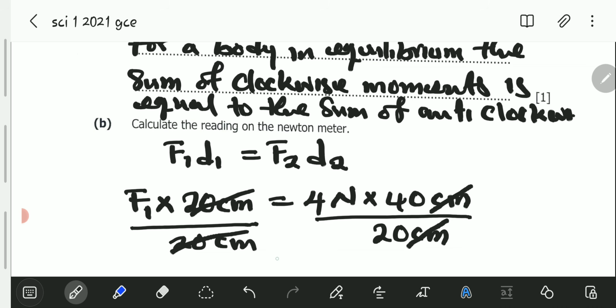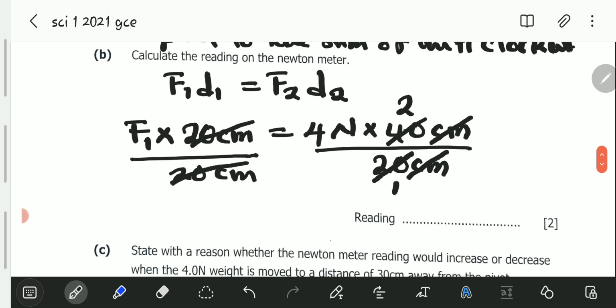to be newtons. So what I'm going to do now is I'll say 20 into 20 is 1, 20 into 40 is 2. All right, so I'll have 4 newtons multiplied by 2. What is 4 times 2? So F1 is equal to 4 multiplied by 2, which is 8 newtons. So the reading is 8 newtons. So I'm going to write 8 newtons there. So that is how we find the reading.